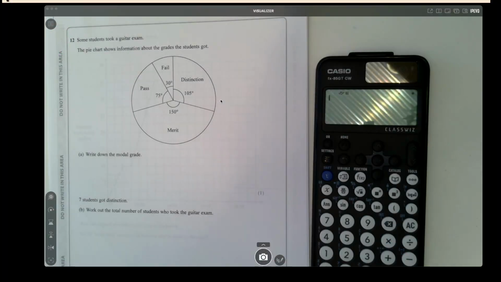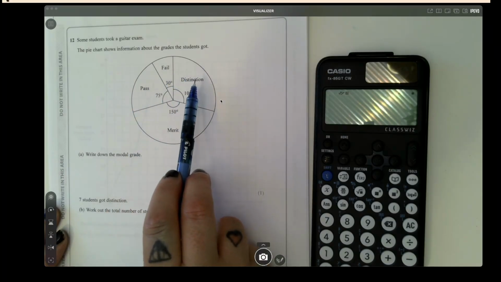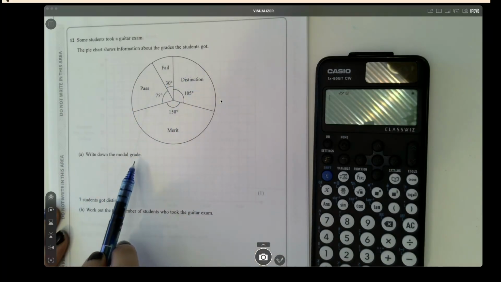Question 12. Some students took a guitar exam. The pie chart shows information about the grades the students got. So it's a pass, fail, distinction or a merit. Write down the modal grades.